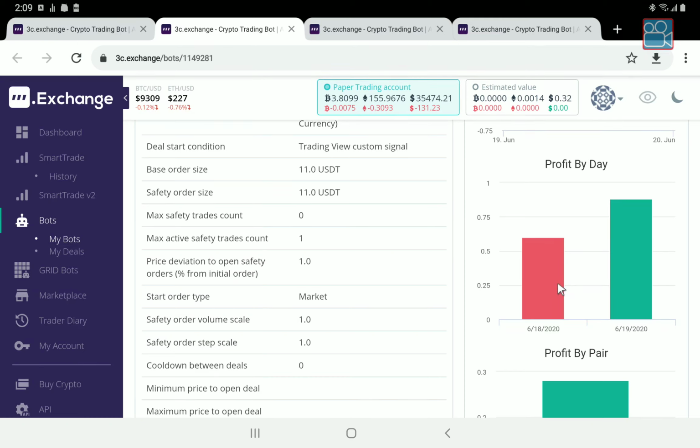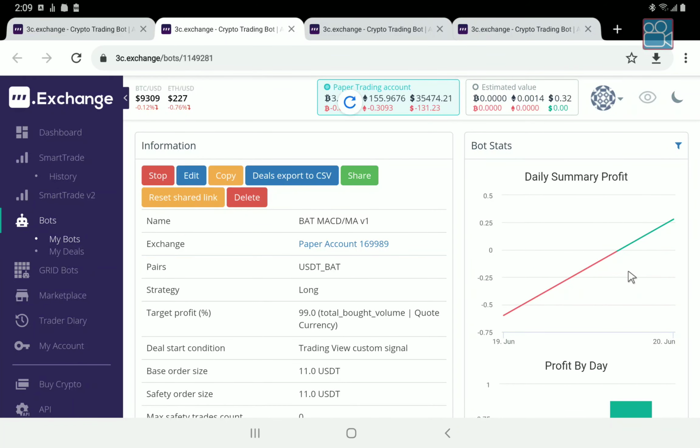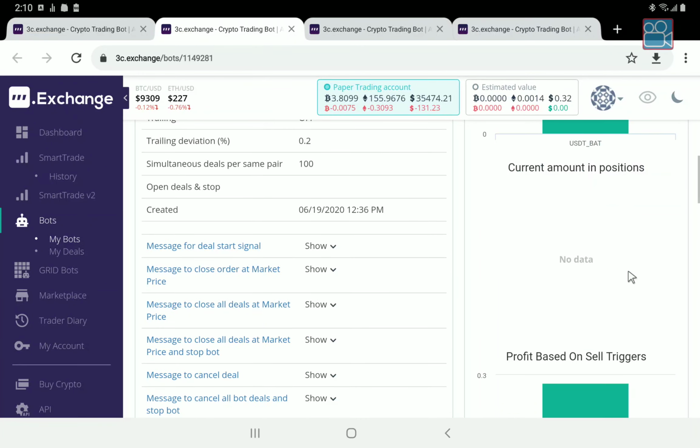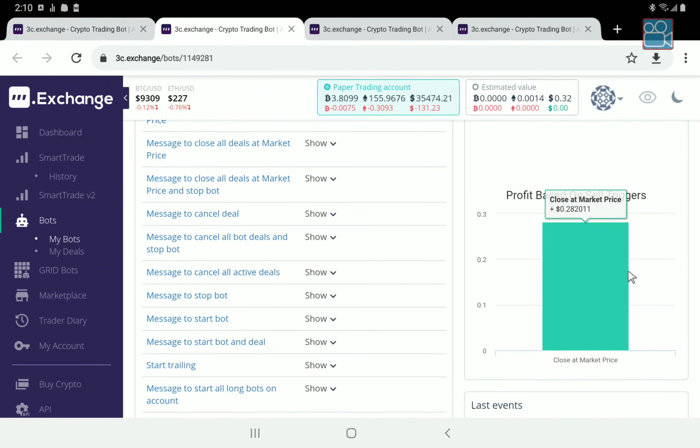Overall, I've lost 60 cents. I profited 88 cents. I have a 20% profit range, or 20-cent profit range. Of course, no data here yet. So 28 cents is what my clear profit is right now, between 2 days of trading.